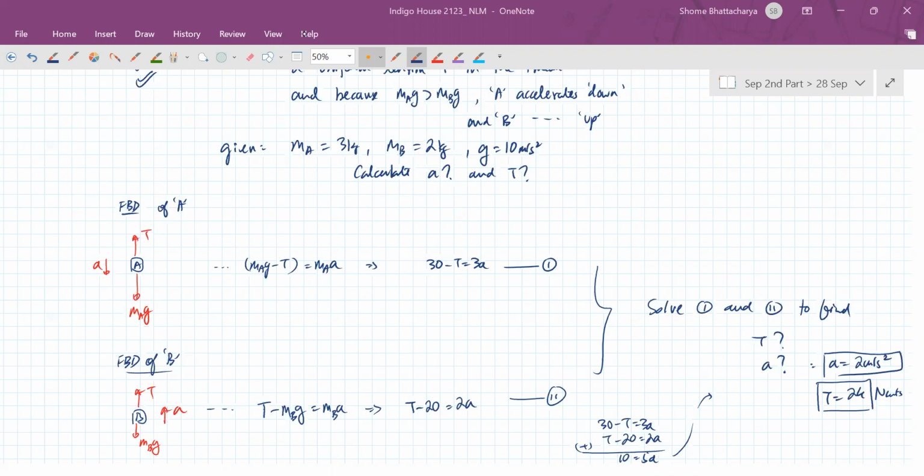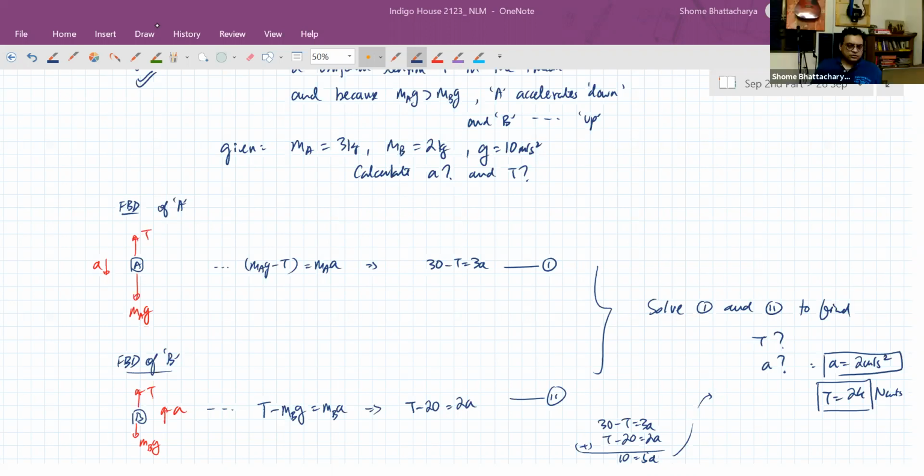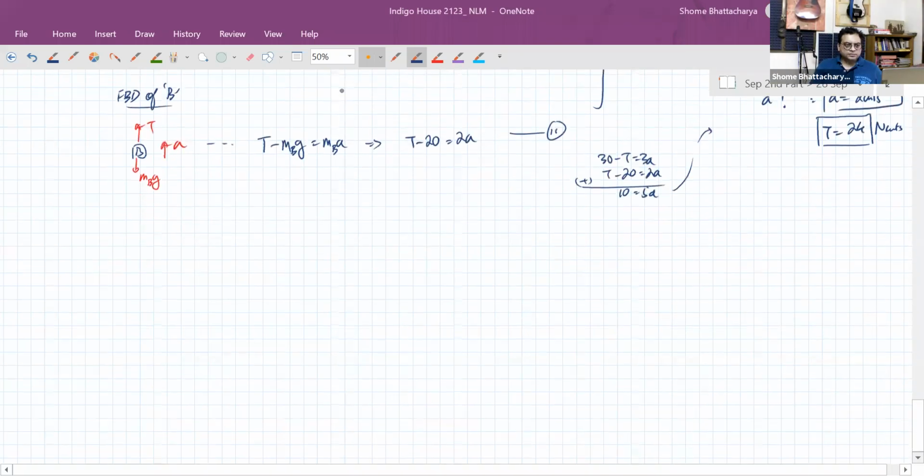Okay, so hope this is completely clear now. Okay, this question. Now let's see another example of a pulley based system.